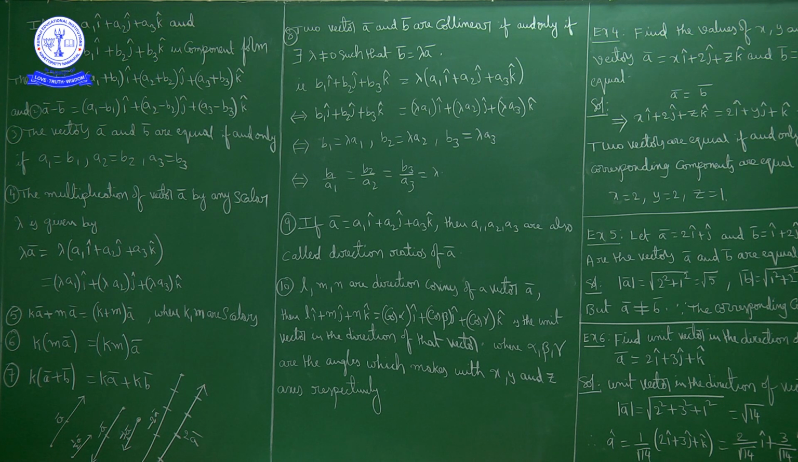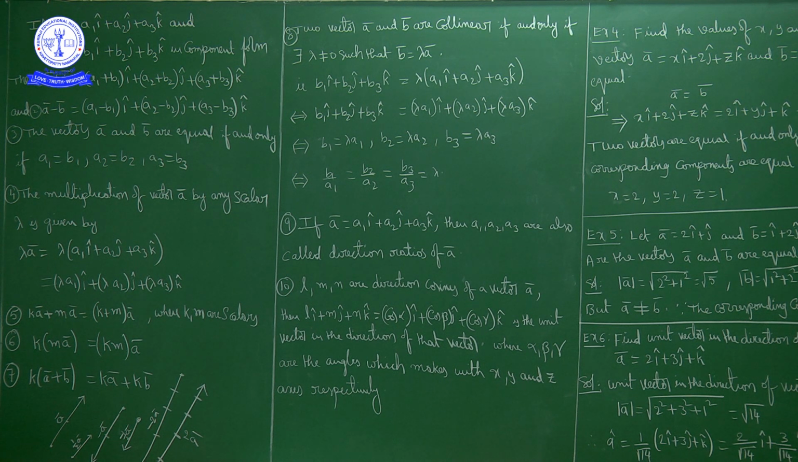Then the sum of A bar and B bar. Okay. It is given by A bar plus B bar is equal to, now you are adding, which means you have to add corresponding components, the corresponding i components, corresponding j components and corresponding k components. If you add A bar and B bar, what do you get? Here the i component is A1, here B1. So A1 plus B1 into i cap plus corresponding j components A2 plus B2 into j cap plus corresponding k components A3 plus B3 into k cap. Okay. This is the sum of the vectors A bar and B bar.